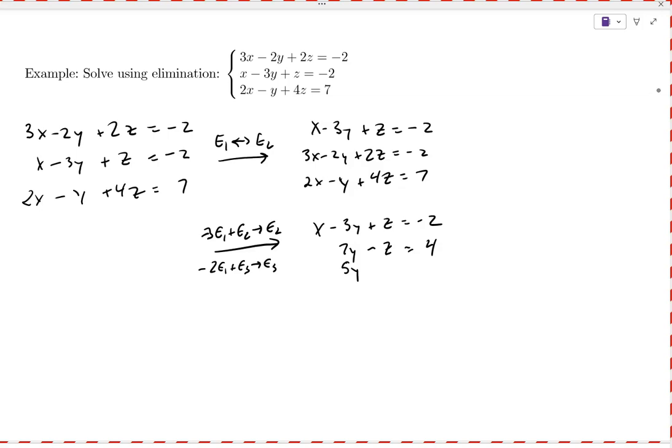Negative 2 times z. Negative 2z. Plus 4z. Positive 2z. Ooh, this is not going to be a very good example because this is going to be ugly fractions. That's all right. Negative 2 times negative 2 is 4. Plus the 7 gives us 11.